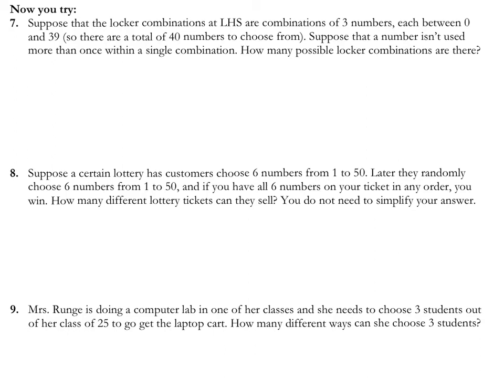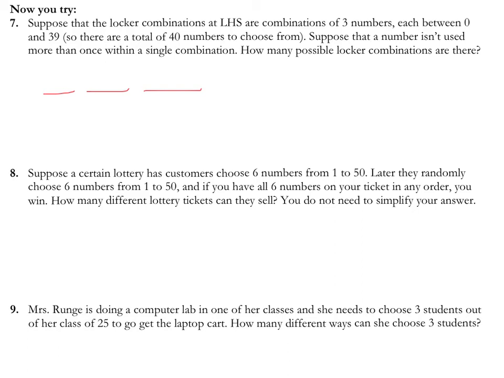So this first one is about a 3-number locker combination. So there's 3 numbers in the locker combination. Each of the 3 numbers are between 0 and 39. A number isn't used more than once within a single combination. And we want to know how many possible locker combinations there are. So for a locker combination, the order of the numbers definitely matters. So if you have the right 3 numbers, but you mix up the order, the locker will not open.